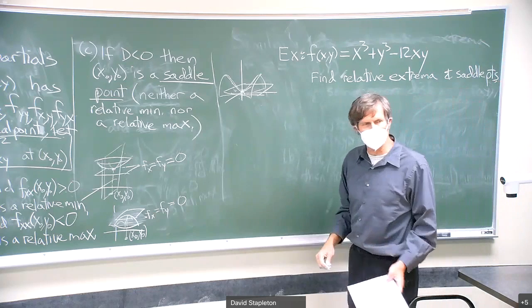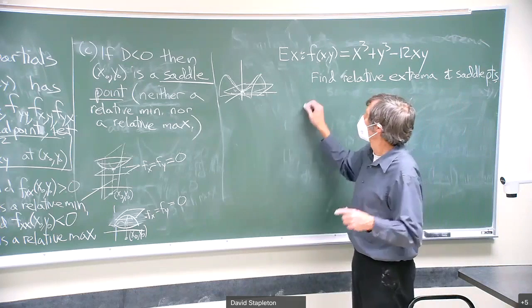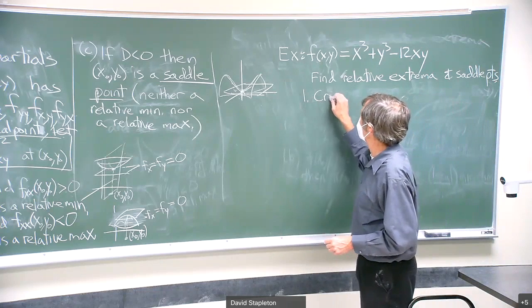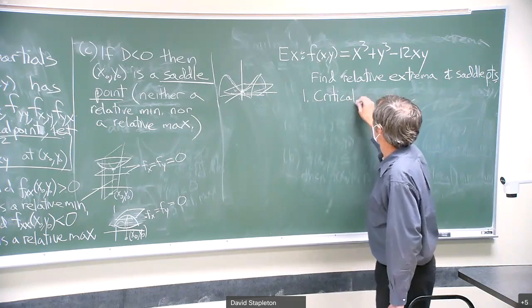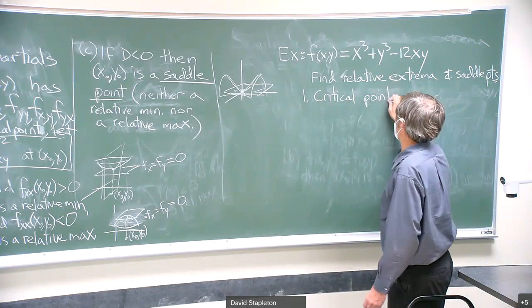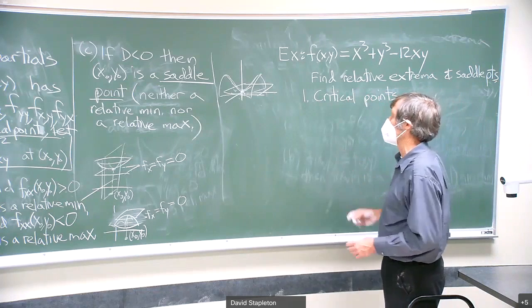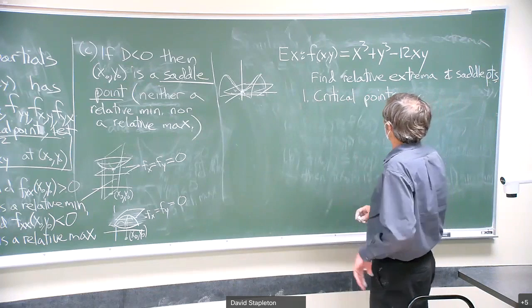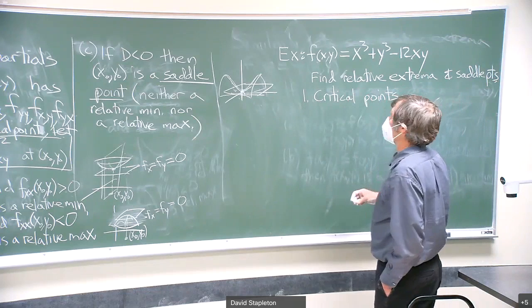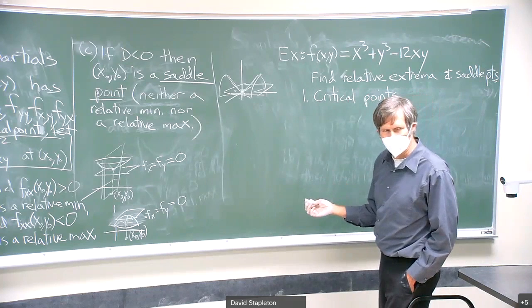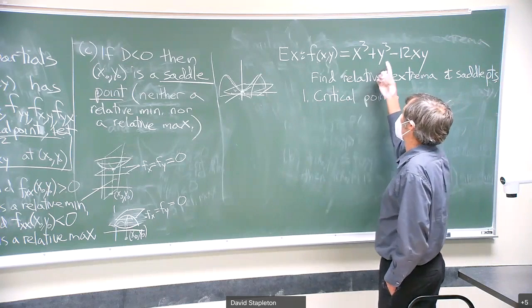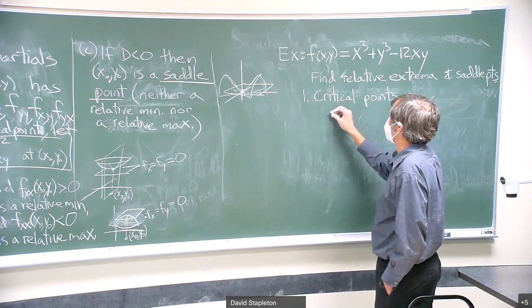How do I find that? It's like calculus 1, right? One, find the critical points. Two, apply the second derivative test to each. I mean, there is no analogy to the first derivative test. You just do it on a case-by-case basis, right? So the critical points, what do we do? In calculus 1, we set the derivative to 0. There's only one derivative. In calculus 3, we set both partial derivatives equal to 0.